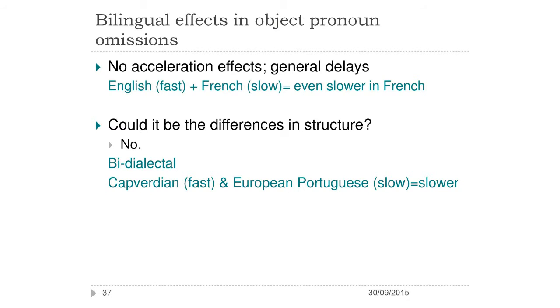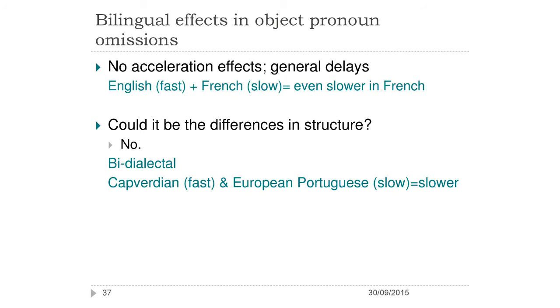But this is not true of objects. In objects, we never have an acceleration effect. We always have a delay, no matter what. So English is fast for pronouns, and French is slow, and children are even slower in French. Toronto Francophone-speaking children have about a 30% lag compared with their Montrealer counterparts, even though the parents say, oh no, we only speak French to the child, this is a monolingual child.